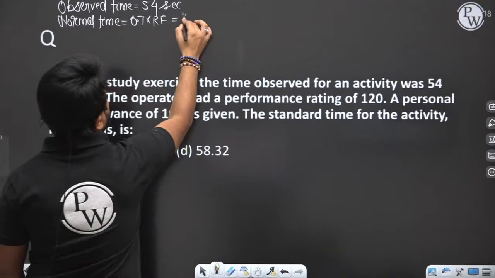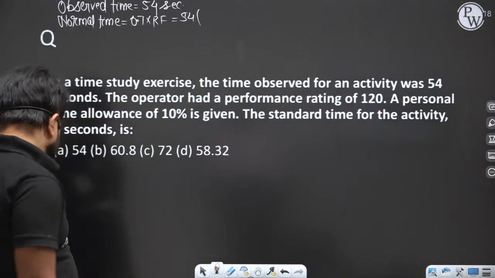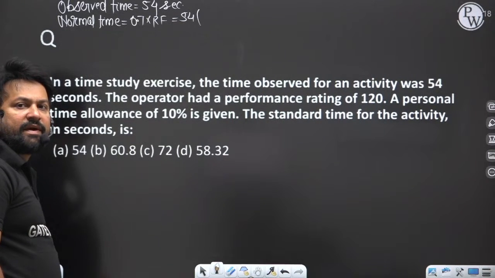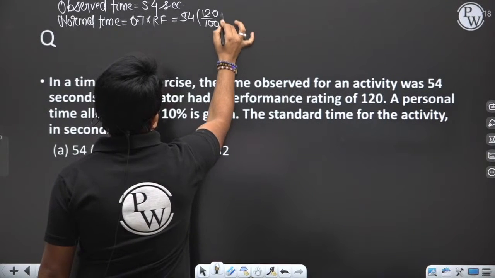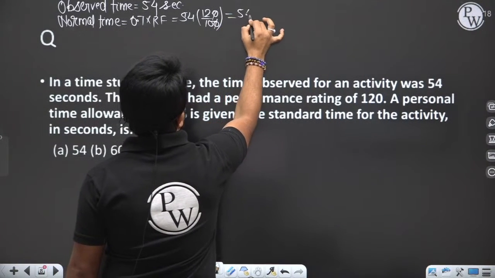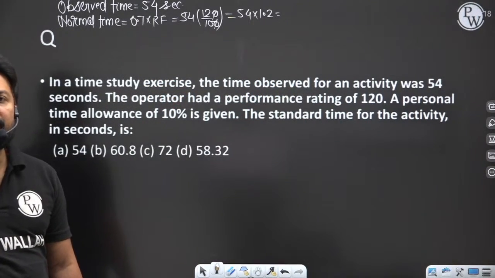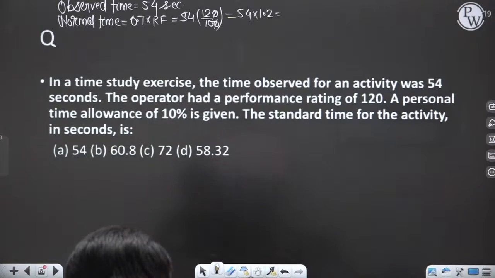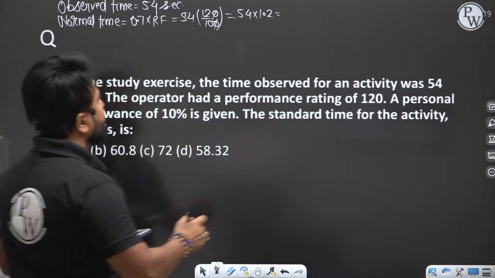Here the observed time is 54, and the rating factor is 120, so 120%. It will become 120 divided by 100, 1.2. So 54 into 1.2. How much will it become? Tell me. It will be 54 into 1.2, 64.8.